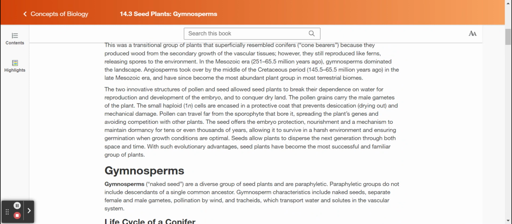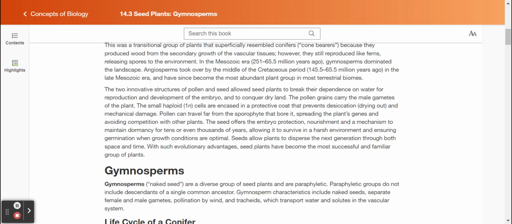The two innovative structures of pollen and seed allowed seed plants to break their dependence on water for reproduction and development of the embryo, and to conquer dry land. The pollen grains carry the male gametes of the plant. The small haploid 1N cells are encased in a protective coat that prevents desiccation, or drying out, and mechanical damage. Pollen can travel far from the sporophyte that bore it, spreading the plant's genes and avoiding competition with other plants.